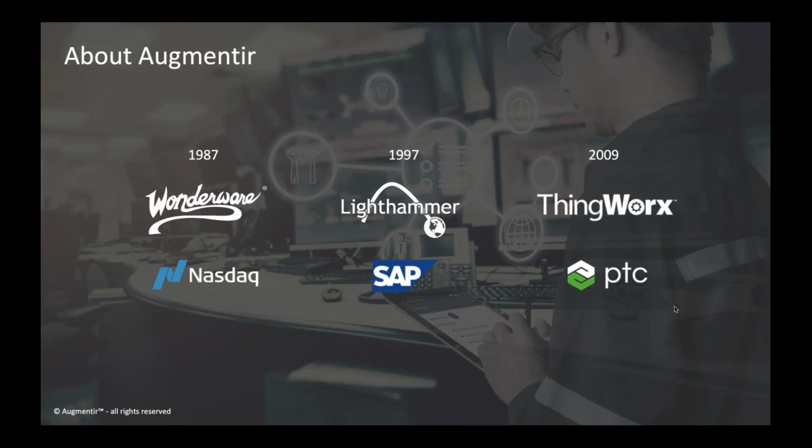And when we got together in 2017, the technologies were aligning yet again around mobile wearable technology and AR, MR. And our vision for Augmentir was to focus on the frontline workers and focus on using technology to increase the safety, quality, and productivity of the frontline workforce.